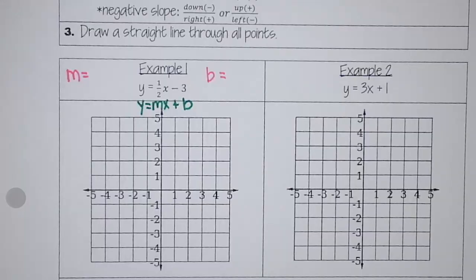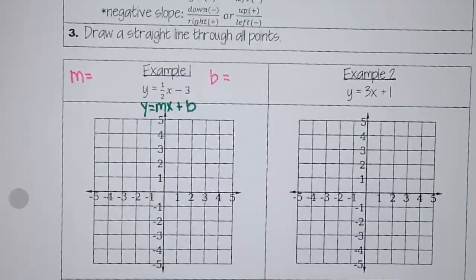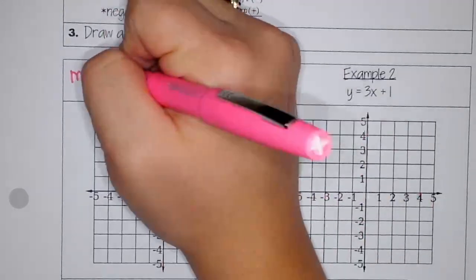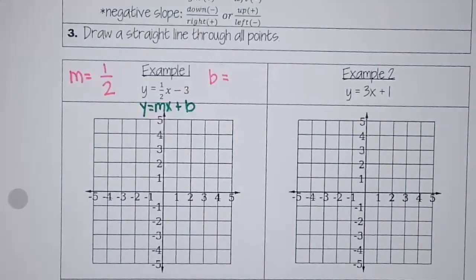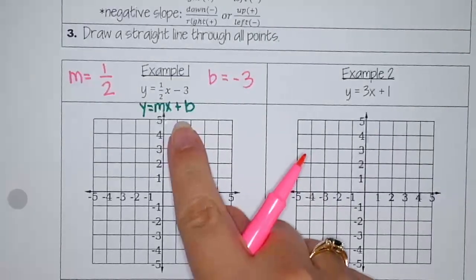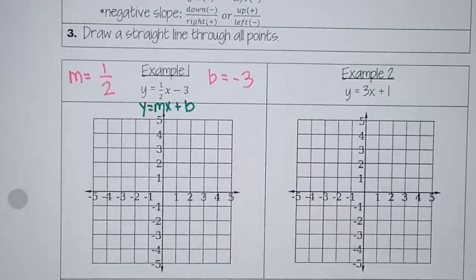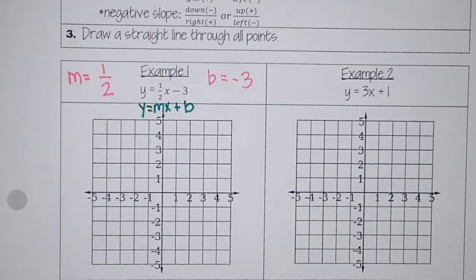Who remembers from yesterday, which of these numbers is going to be your slope? Which one is m? Just say it out loud. 1/2. So let's put m equals 1/2. And which one is your y-intercept? -3. Very good. Remember, the y-intercept is technically plus b. So if it says minus a number, that means your y-intercept is negative. Now that we've identified both of those, let's talk about why that's important.